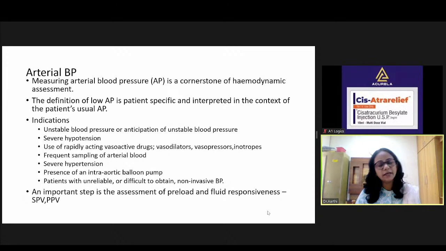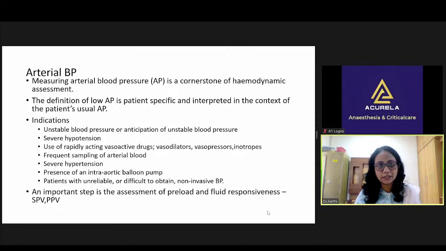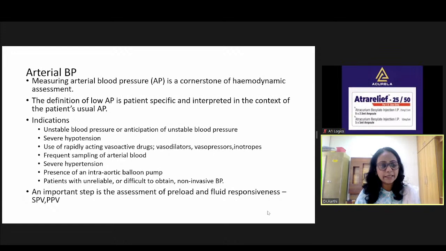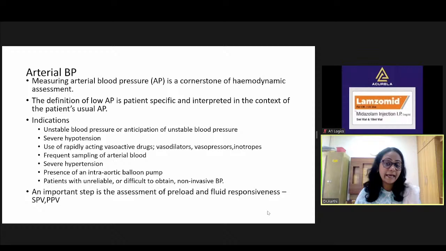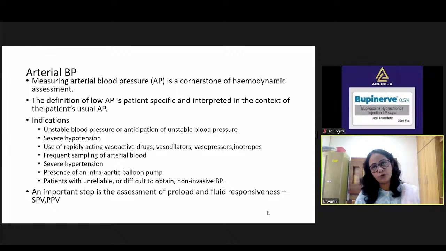So these are all the current indications for invasive arterial blood pressure monitoring. Another upcoming indication for arterial blood pressure monitoring is monitoring of systolic pressure variation or pulse pressure variation, with respect to the arterial waveform analysis in patients who are mechanically ventilated. And this is an important step in assessment of preload and fluid responsiveness, which I will be talking about shortly.